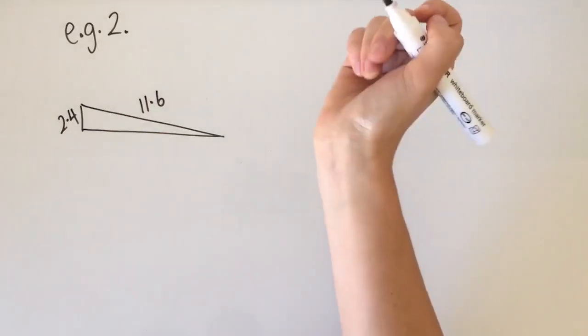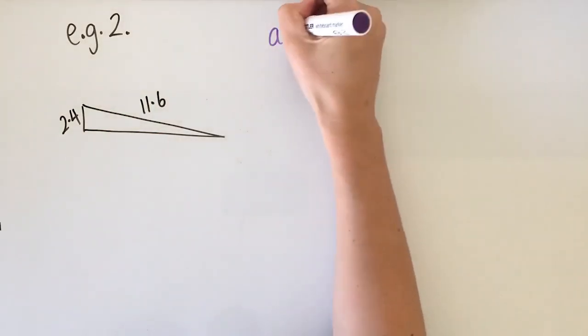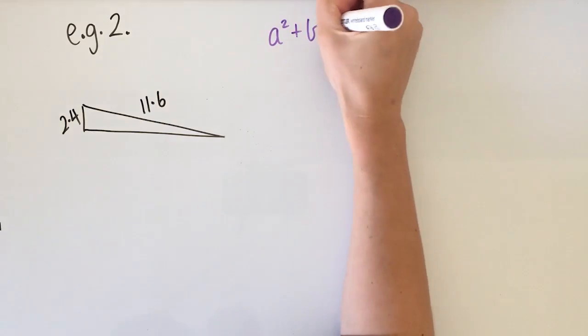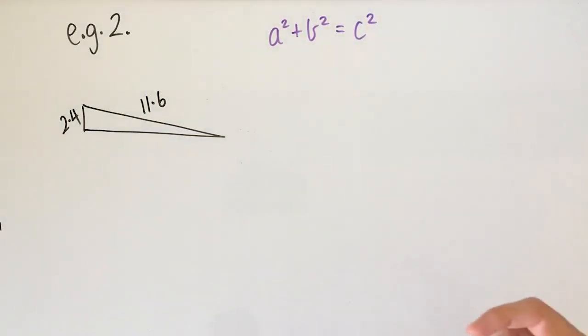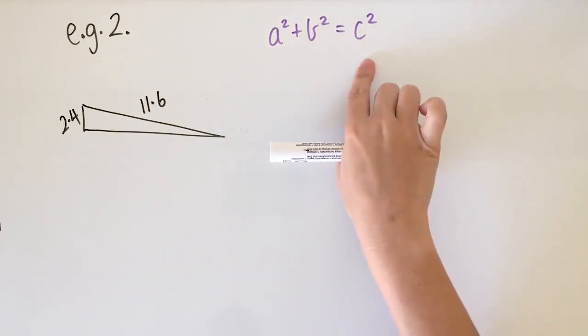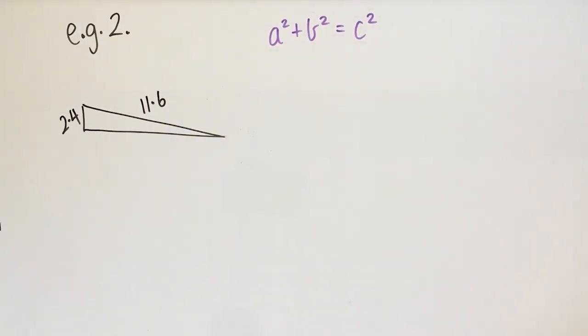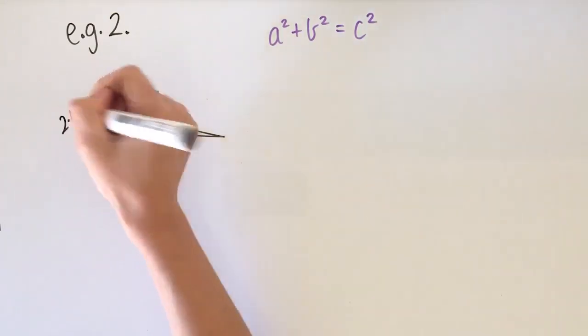First thing we need to do is write down our formula. So I'm going to write it like this to start with, because sometimes you won't know if you're trying to find a long or a short side. So I'm going to write it like that to start with. The next thing, I forgot to add in my right angle.